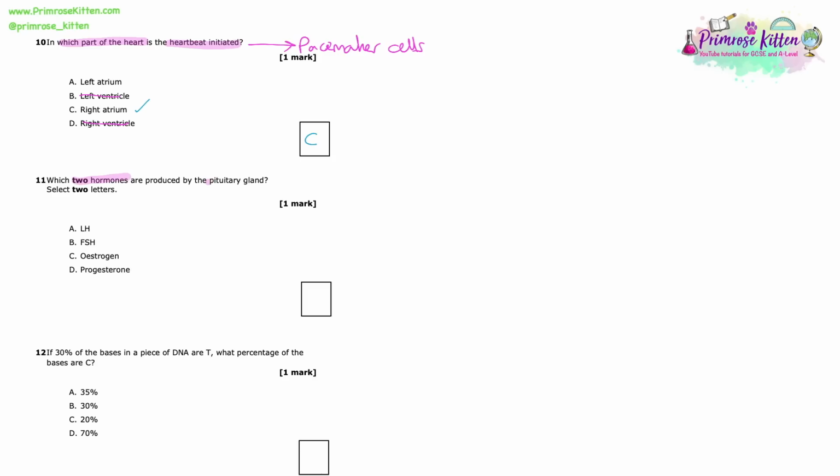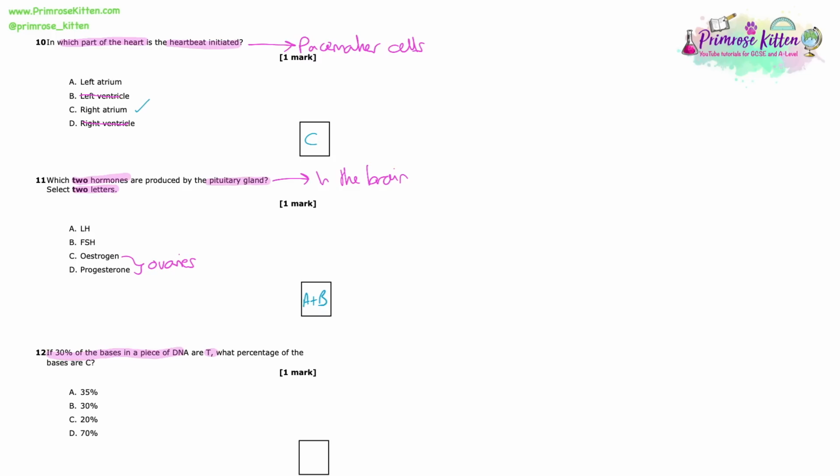Which two hormones are produced by the pituitary gland? You need to select two letters, so we're not just putting one letter this time. The pituitary gland is found in the brain. Hopefully we know that estrogen and progesterone are produced by the ovaries, so that leaves us the other two, which is LH, luteinizing hormone, and FSH, follicle stimulating hormone. So our answer is A and B.